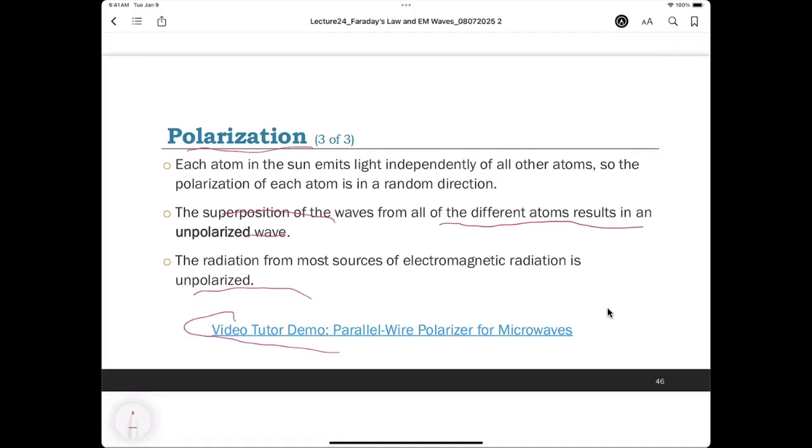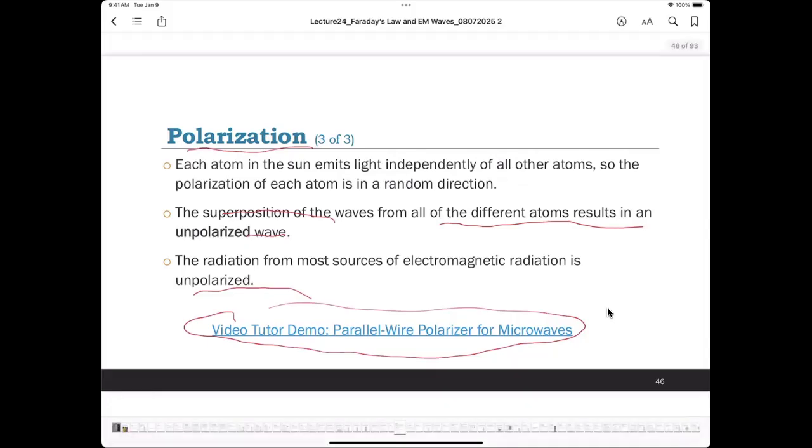And then here is a video of a parallel wire polarizer for microwaves. It's an application of polarization. You can check it. I will now play it here.